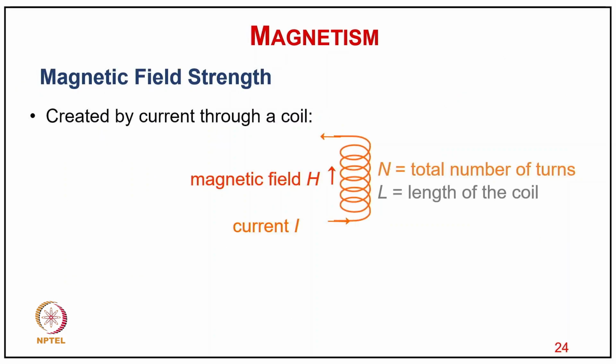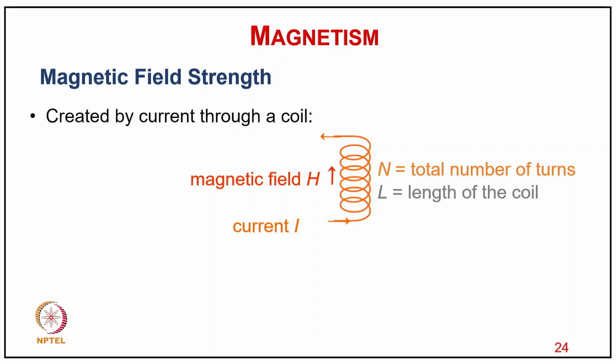We can define the concept of magnetic field strength. It is created by the current through a coil. That magnetic field is normally denoted by H and is produced by current when the number of turns in the coil is N. Then we have a relation for the applied magnetic field H. Then we have the origin of magnetic moment.